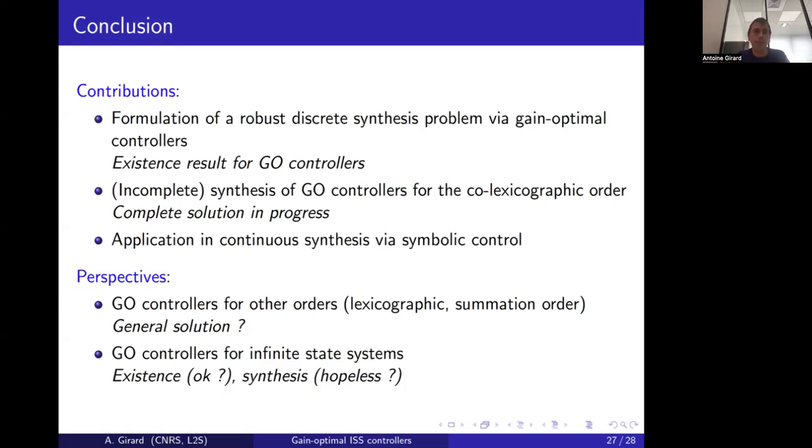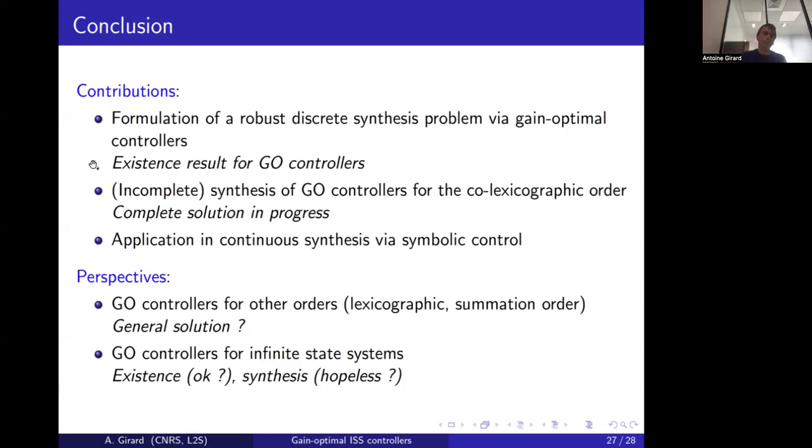I mean, the existence result is valid only for finite state systems. The question is open for other types of systems. Then we provide an algorithm to synthesize such controllers. We have an incomplete solution, and we try to make advances on the complete solution, but it's not that simple. And we showed an application to continuous synthesis using symbolic control.